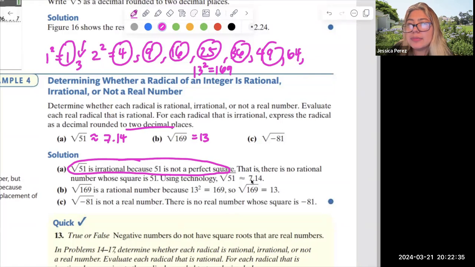What about C? The square root of negative 81. Is this irrational, rational, or not real? John, what is this? What is C? C is not real because there is a negative inside the square root. Not real. Once there is a negative inside the root, we're done.